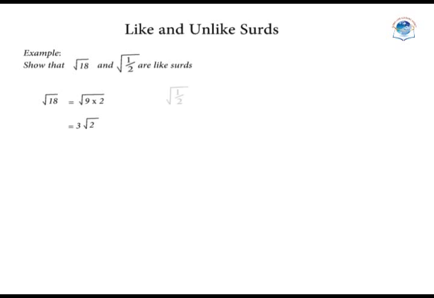On its part, root a half is the same as root 2 over root 4. That gives us root 2 over root 4. That will give us root 2 over 2, which is also the same as a half root 2. And so they are like surds because their irrational factor is root 2.